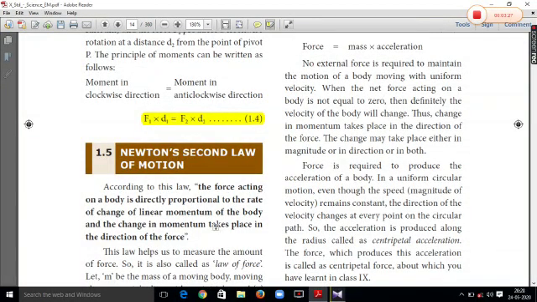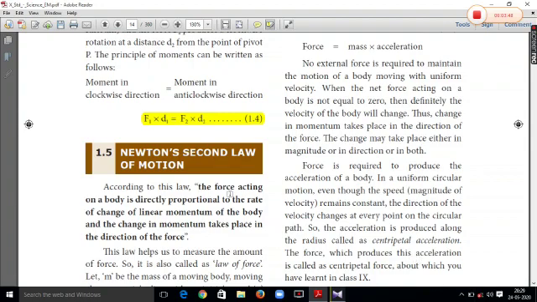Now, next topic, Newton's second law of motion. Newton's second law gives the cause and effect relationship between force and changes in motion. If you use the same force to push a truck and push a car, the car will have more acceleration than the truck because the car has less mass.